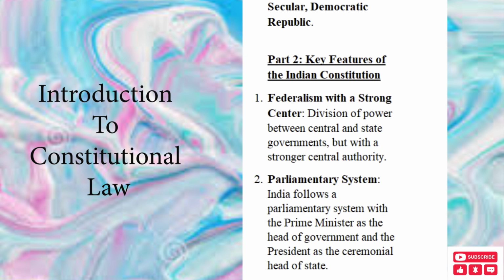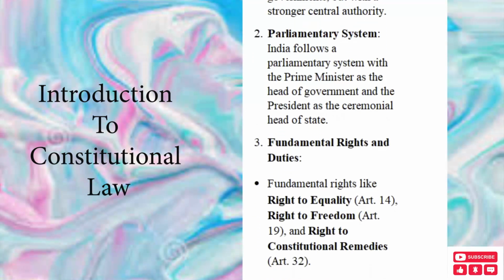2. Parliamentary system. India follows the parliamentary system of government, much like the United Kingdom. This means that the executive branch, the Prime Minister and Council of Ministers, is directly accountable to the legislature, or parliament. The Lok Sabha, House of the People, and Rajya Sabha, Council of States, form the bicameral legislative body, which passes laws and holds the executive accountable. In this system, the Prime Minister is the head of government, but the President of India is the ceremonial head of state.